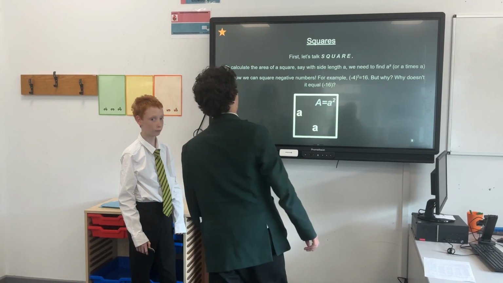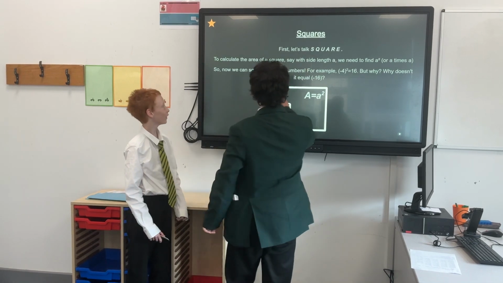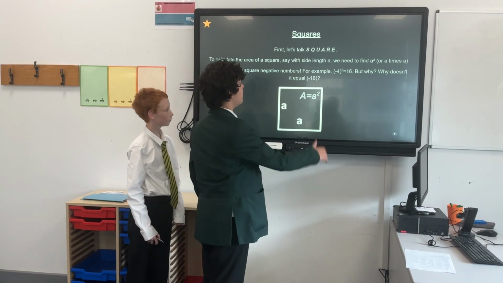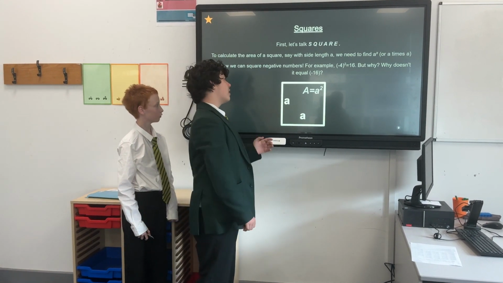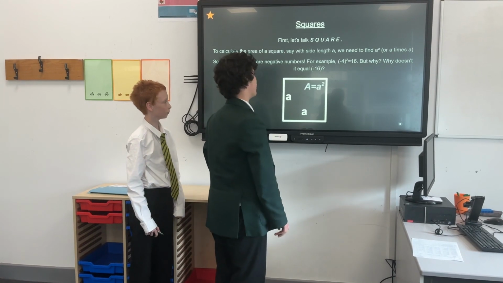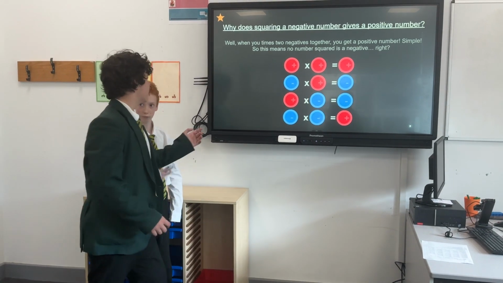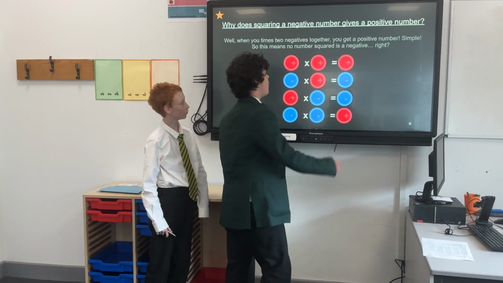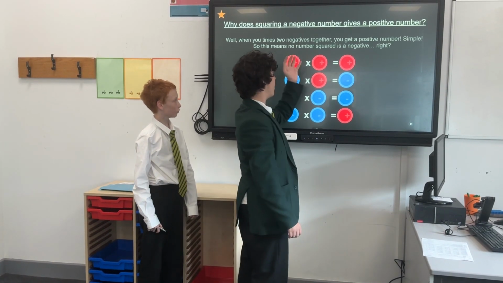Okay, so squares. First, let's talk square. To calculate the area of a square, say with side length a, we need to find a squared, or a times a. Now we can square negative numbers. For example, minus 4 squared equals 16. But why? Why doesn't it equal negative 16? Well, when you times two negative numbers together, you get a positive number. Simple. So this means no number is squared negative, right?